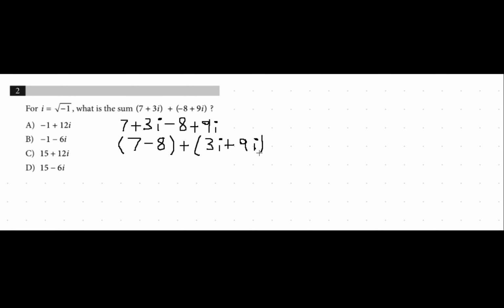So now I have the real part and imaginary part separated out, so I can add the real parts together and then the imaginary parts together. So I can do 7 minus 8, which is going to be -1. And then I have plus 3i plus 9i. So 3i plus 9i is going to be 12i. So I have plus 12i. So my final answer is going to be -1 plus 12i, and that's going to be choice A.